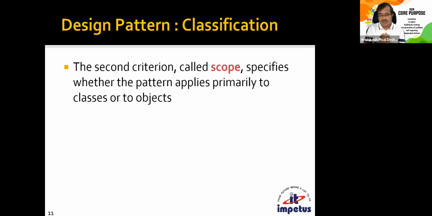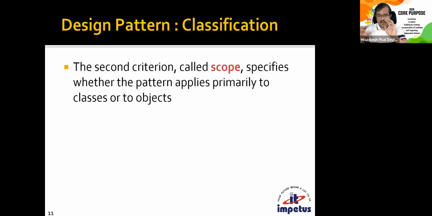Even if you go ahead with Effective Java programming, there also Bloch talks about the same thing, prefer composition over inheritance. And we'll see how and why it really matters. So the second criteria is the scope, which specifies whether the pattern applies primarily to classes. Keep one thing in mind. When it is about classes, inheritance will be the major idea. And when it is objects, composition will be the major idea.